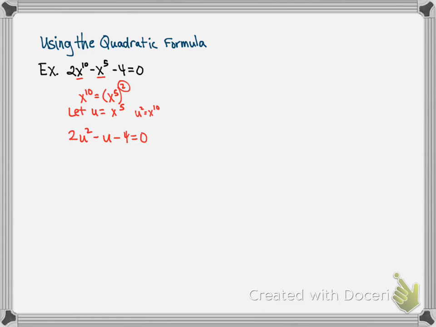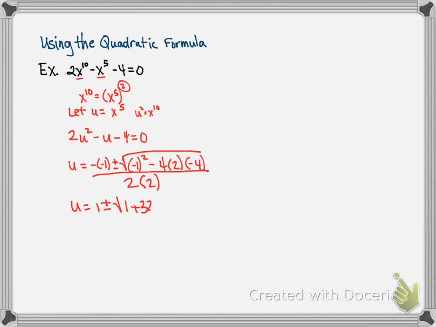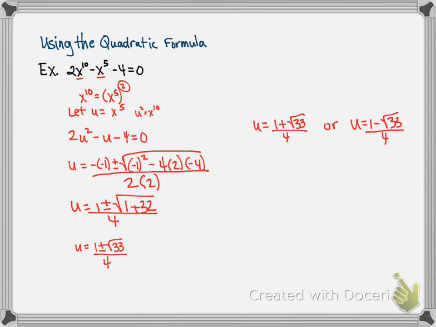And now we're going to solve this using the quadratic formula. So our a is 2, b is negative 1, c is negative 4. So u equals the opposite of negative 1 plus or minus the square root of negative 1 squared minus 4 times 2 times negative 4 all over 2 times 2. Okay, u equals 1 plus or minus the square root of 1 plus 32 over 4. U equals 1 plus or minus the square root of 33 over 4. And this becomes two answers. I break it down into the plus and the minus one.